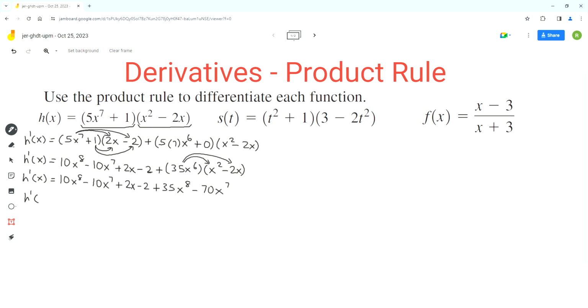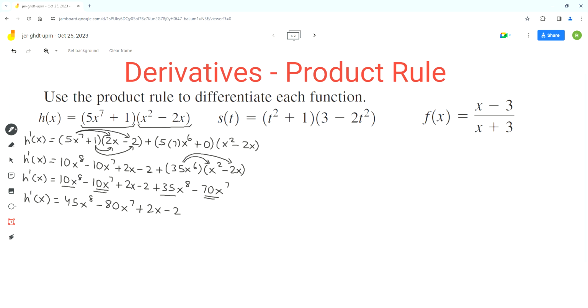Now we can combine like terms. So we can combine terms with x to the power 8. So we have to do 10 plus 35. So we get 45x exponent 8. And now we can combine the terms with x exponent 7. So negative 10 and negative 70 is negative 80x exponent 7, and then plus 2x minus 2. So this should be the derivative of the first function using the product rule.